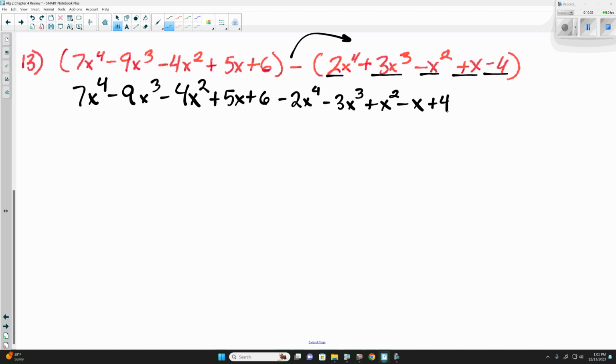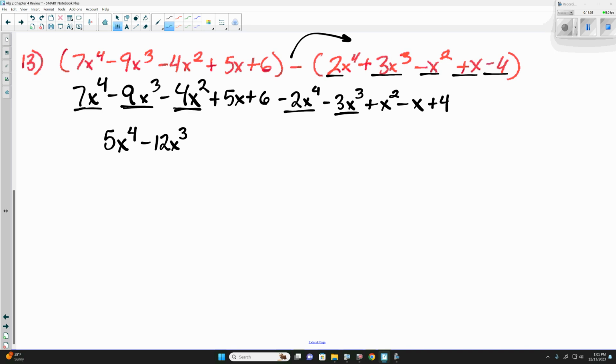Now, just like the last one, we're going to combine like terms. X to the fourth is the biggest one, so we'll start with it. 7x to the fourth minus 2x to the fourth is 5x to the fourth, because we're doing 7 minus 2. Our cubics. So our negative 9x cubed minus 3x cubed, negative 9 minus 3 is negative 12x cubed.